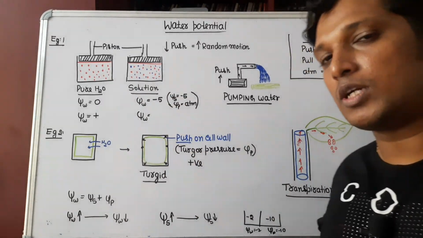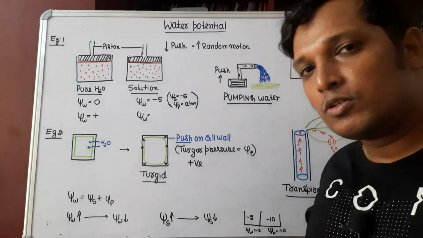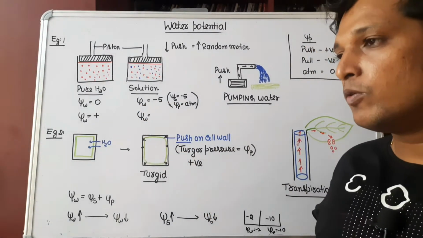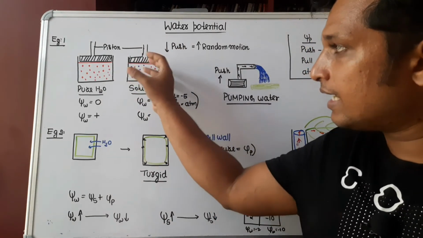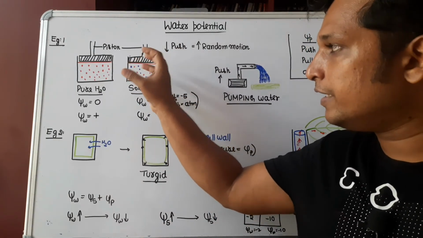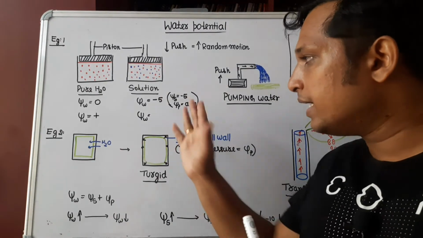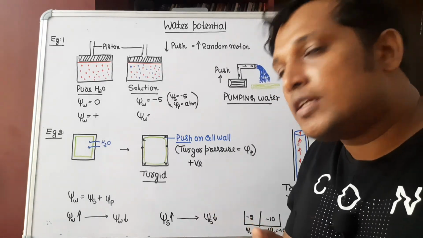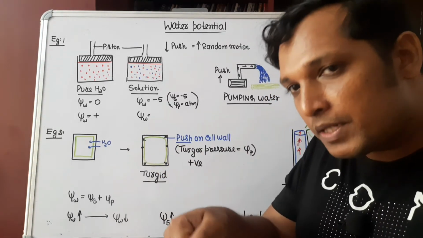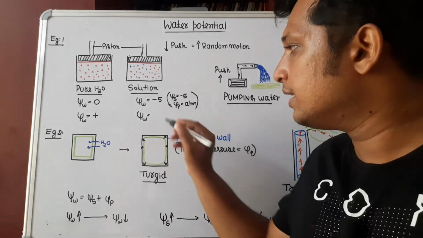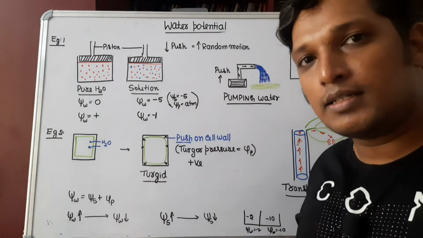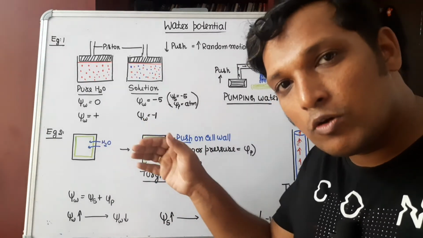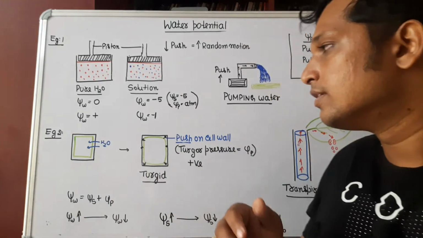In case of solution, what happens? When we apply push pressure to the solution, initially its water potential was -5. Now as I apply pressure, randomness of water molecule increases, ability to move increases. So -5 will come nearer towards the 0 value, which means as I apply pressure, -4, -3, -2, -1. Let us take -1, it is almost near to the 0. So what is happening to -5? It is becoming more and more positive. It is coming towards 0 value.